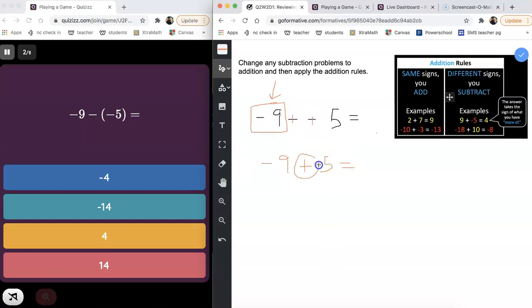Now that we're adding, I can apply the addition rules. Same signs you add, different signs you subtract. Well, these are different signs, so I subtract. 9 minus 5 is 4. And I have more of the negatives than the positives, so the answer is going to be a -4.